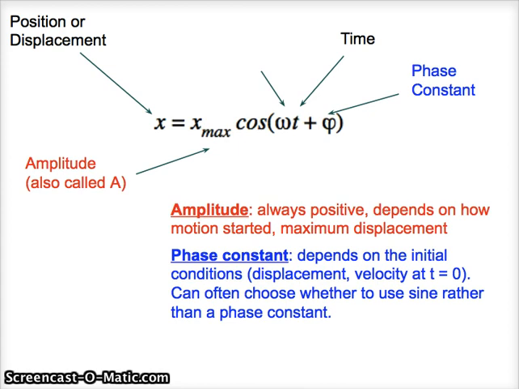The other parts of this, one of them is called the phase constant. The phase constant is given a symbol of phi, and it's something that we won't actually use very often. We have a way around it that I'll explain in a minute. But it describes, again, the initial conditions of this motion. But very often what we'll do is, rather than using a phase constant, we'll instead choose to use the sine function instead of the cosine, or include a negative or positive sign to indicate what's going on.